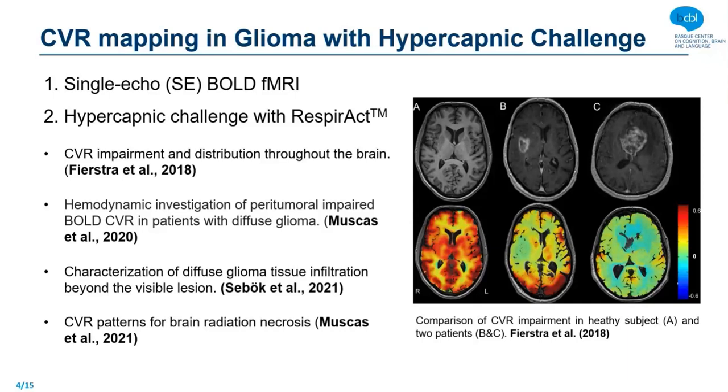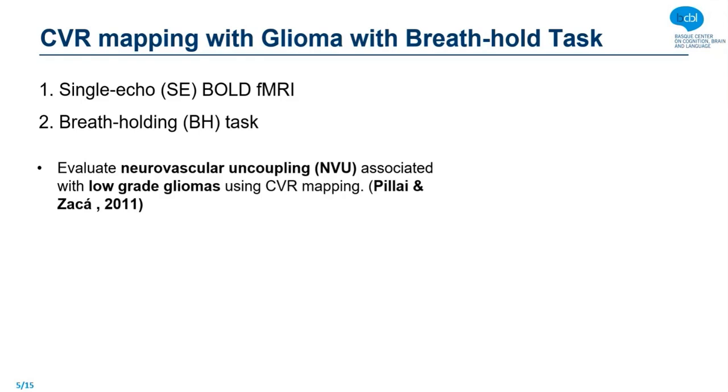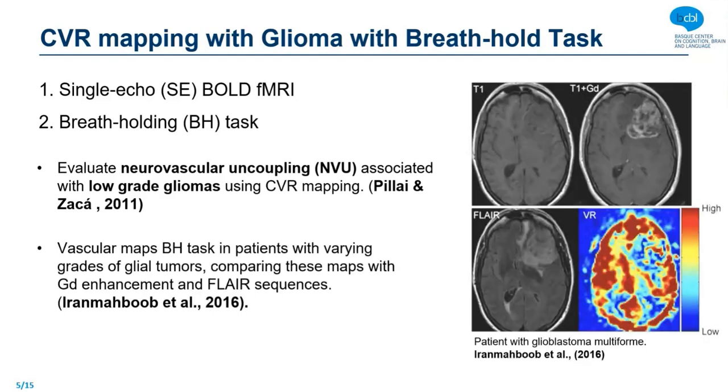However, not all people can tolerate this gas manipulation, and not everyone has the respirator equipment. So there are others that did a breath-hold test to have this hypercapnic challenge, also with single-echo fMRI. In 2011, Pillai and Zaca evaluated the neurovascular coupling associated with low-grade gliomas using CVR and breath hold. And Iranmehr in 2016 also measured CVR maps, where we could see that he got a decreased CVR in the tumor area. So we can see that with a breath-hold test, we can have a decreased CVR in the glioma.